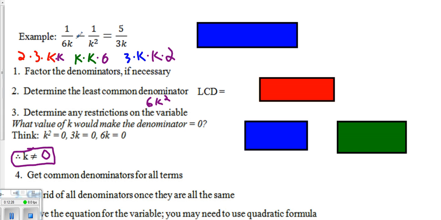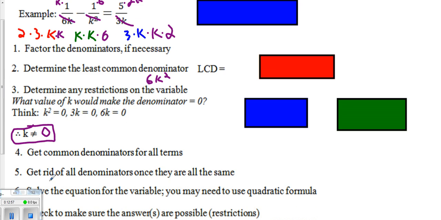At this point then, we go back to all of our numerators. Once we multiplied this side by k, so right here we're going to multiply a k. This one we need to multiply by a 6, so we're going to put a multiply there. This one we need to multiply by 2k. Since we're multiplying our numerator and denominator by the same thing, and all of these denominators are going to become the same, we can cross them out and ignore them. We no longer need the denominators.